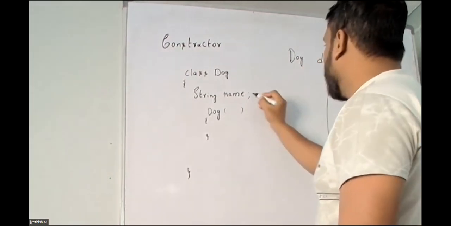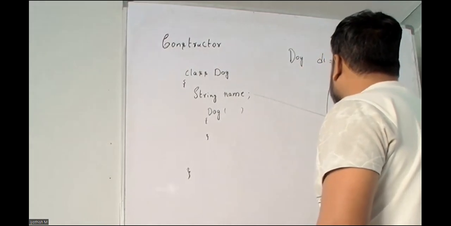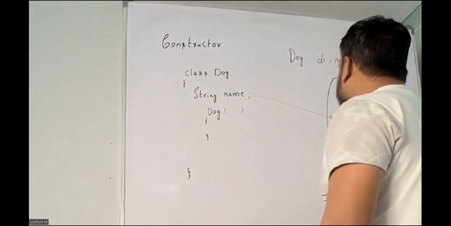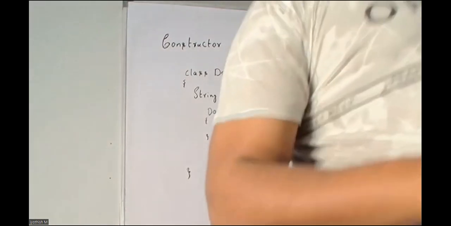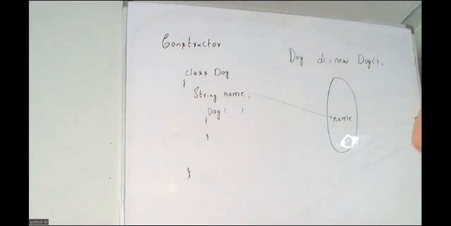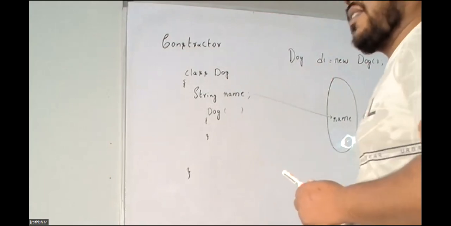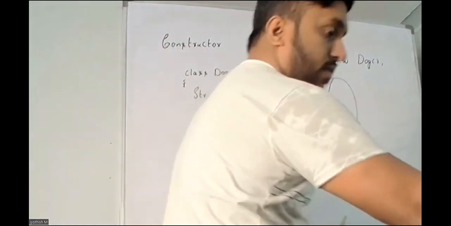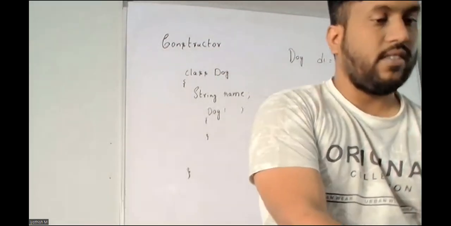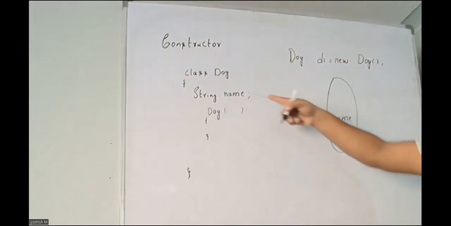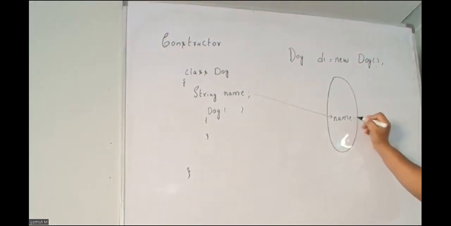Name will be loaded here. Yes or no? But the name value is null. The name value is null initially. Nothing is there here. So the name value is null here.